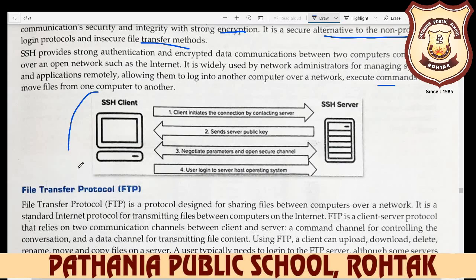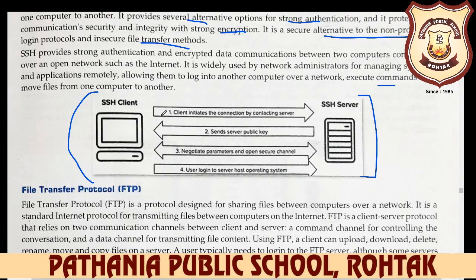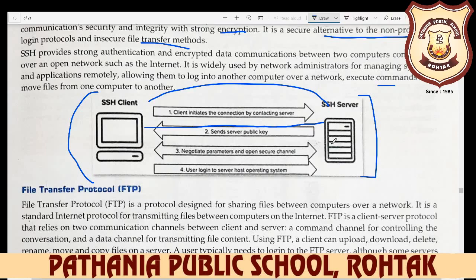So how does it work? There is an SSH client, and here is your SSH server. Step one: the client initiates the connection by contacting the server. First the client contacts the server, and then the server sends the server public key to the SSH client. After that, negotiated parameters are exchanged and an open secure channel is provided between the client and the server, between both of them.